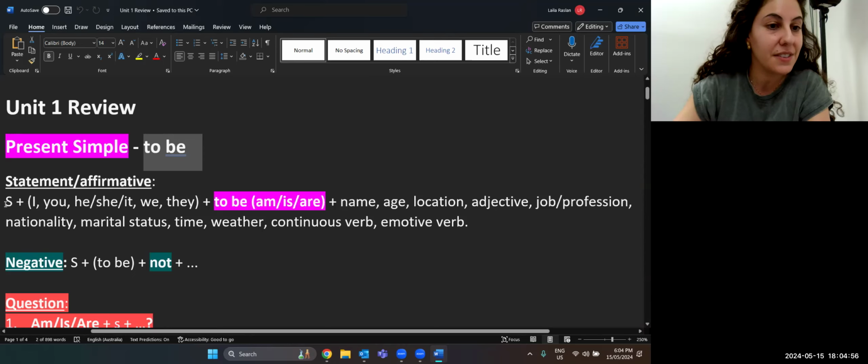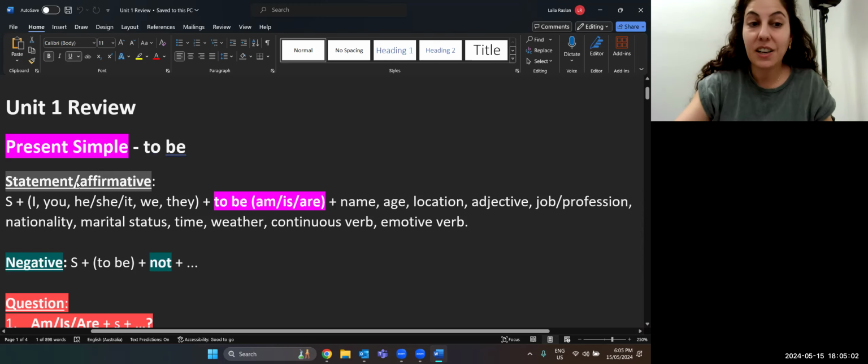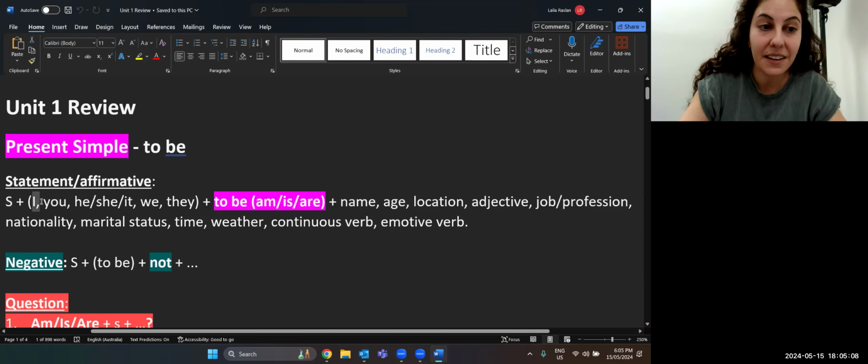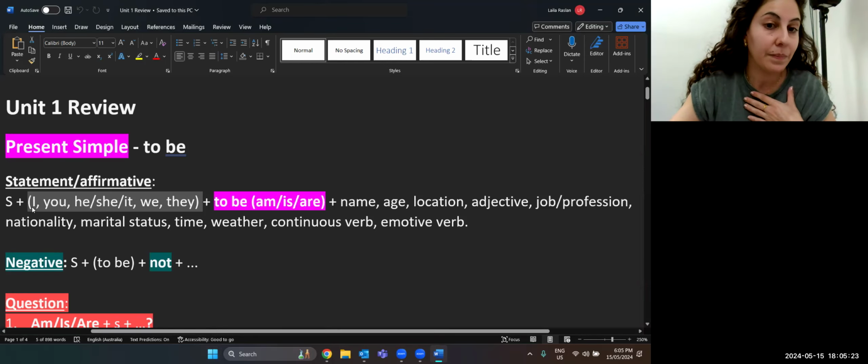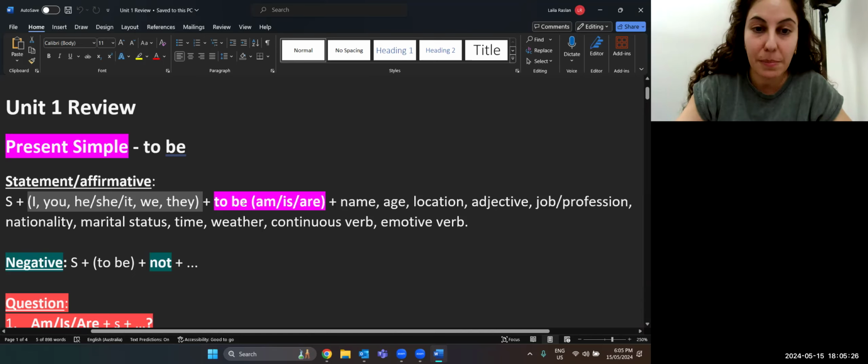So we can make a positive sentence or a statement or an affirmative. They're the same words. And how do I do that? I start with a subject. Remember, a subject is I, you, he, she, it, we, and they. So this is the person that is doing the action that we want to speak about. So maybe you want to say I. Then we need to use the verb to be. So remember, it is am, is, are in the present. So I am, you are, he, she, it is, we are, they are.